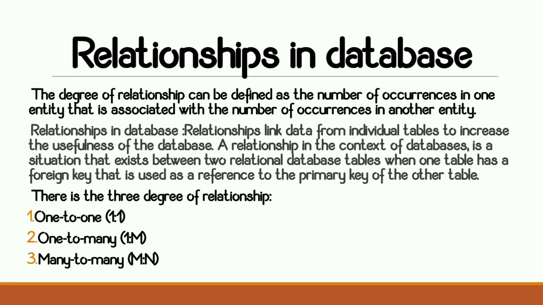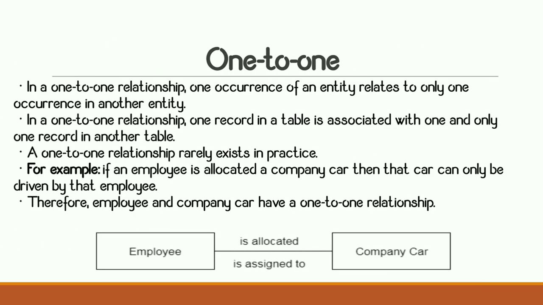So there are three types of relationships. One to many and many to one is considered as a block, one to one is another type of relationship, and many to many is another type of relationship. Let us study one to one first.